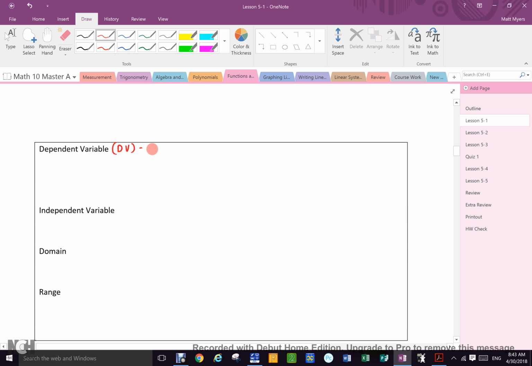The dependent variable is a value which can only make sense when compared to another value. So let me give you an example. 32. Does that mean anything to any of you? It's a number. 32 applies to some of you in this room. Do you know what I am speaking of?